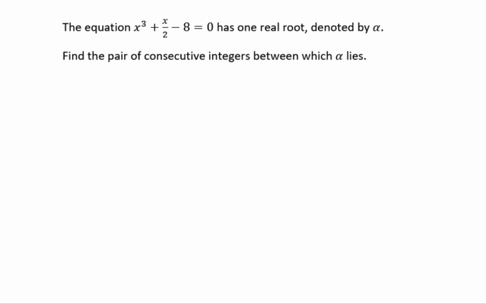Okay, so this is the last number. This is the number 7 actually. So we have here x cubed plus x over 2 minus 8 equals 0. What we're trying to find here is the real root, denoted by alpha. If you try to use your calculator, you will find out that the value of x is 1.9 something. I'm gonna discuss that later.